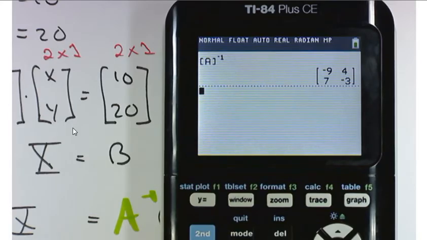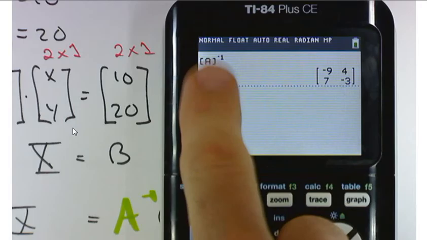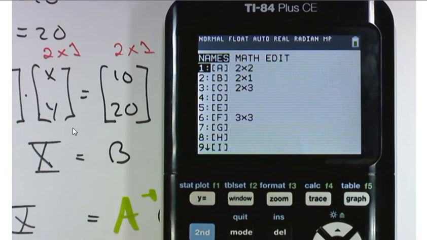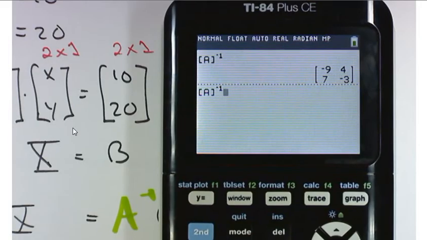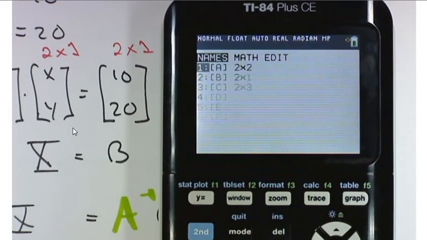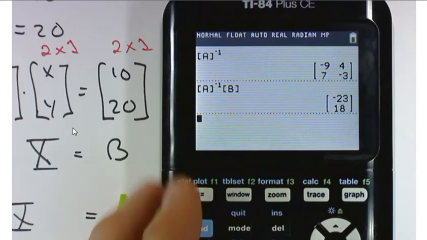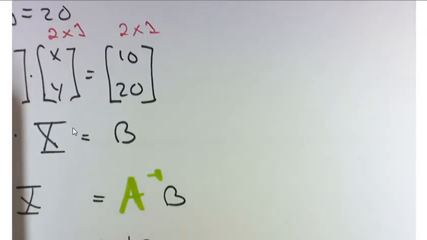But to finish solving this then, you can do A inverse times B. So let's do A inverse. You don't need to hit the times key, and then just type matrix B, and there you go. There's your solution. Negative 23 and 18. All right. A couple people are mad at me. Sorry. But it's kind of nice. You get your solution pretty quick. A inverse B is negative 23 and 18.